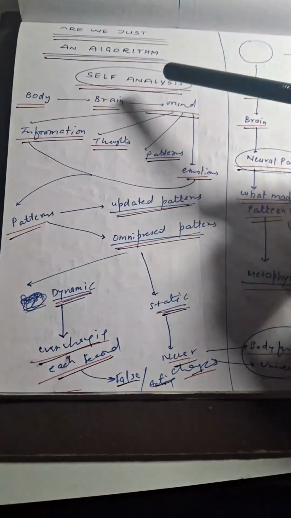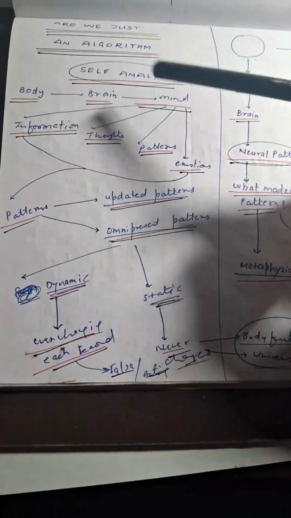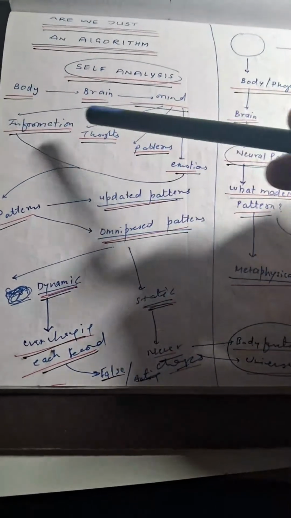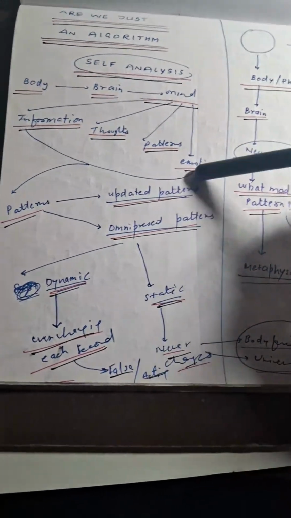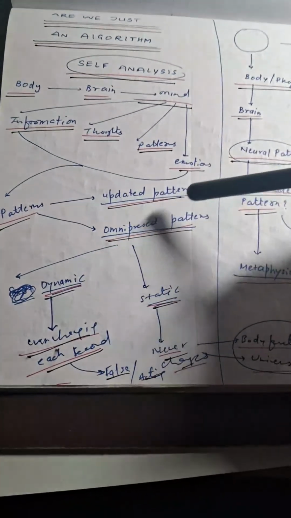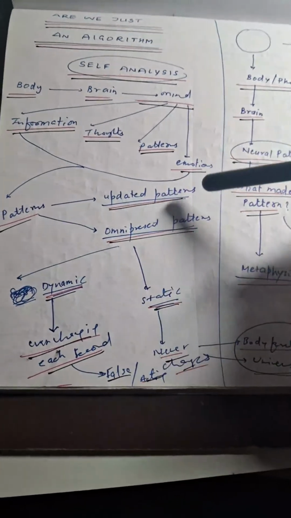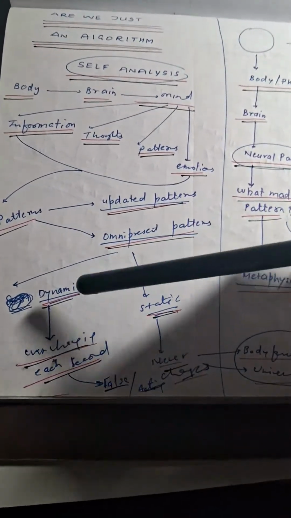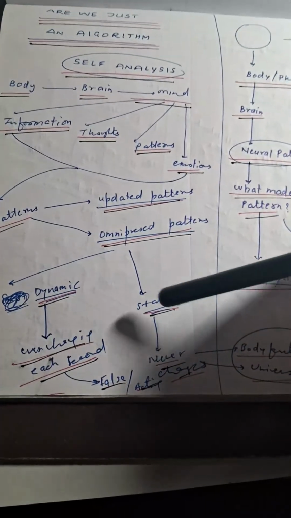Then we have another concept: are we just an algorithm? So if you analyze yourself, your body, the brain, the mind has information, thoughts, patterns, emotions, and there is a certain pattern of that, and we are actually updating the patterns, and there are certain omnipresent patterns. So these are dynamic or static: static never changes, and dynamic patterns change with the world.